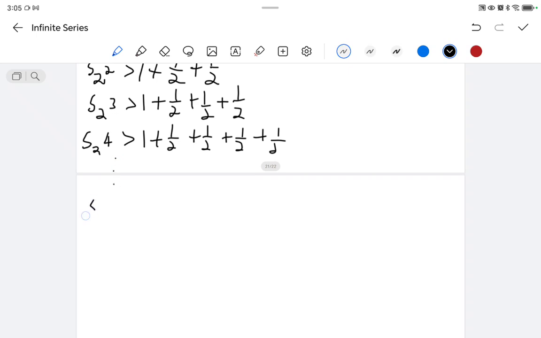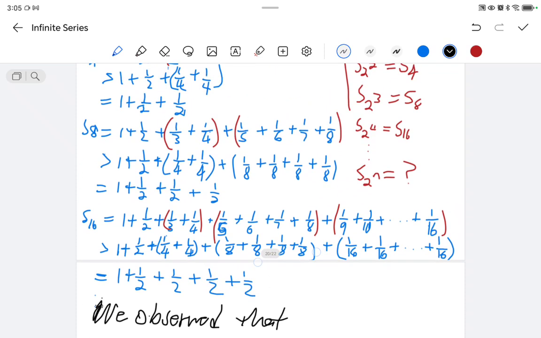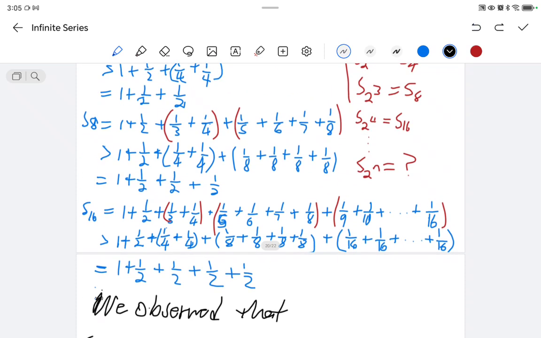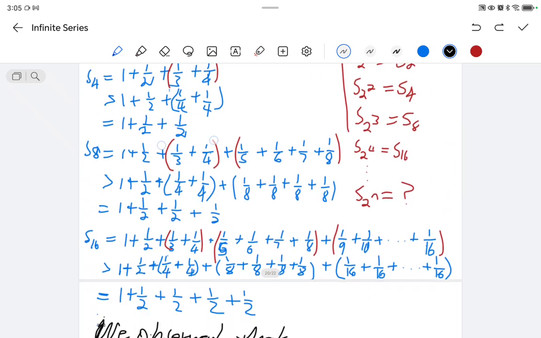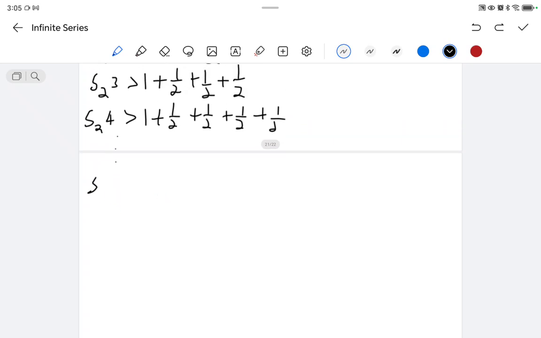Now we can say that from this part, from S2 to the 4, we can have S2 to the n, which will be greater than 1 plus 1 over 2 plus 1 over 2 plus 1 over 2. Then we don't know how many times these 1 over 2s will go.